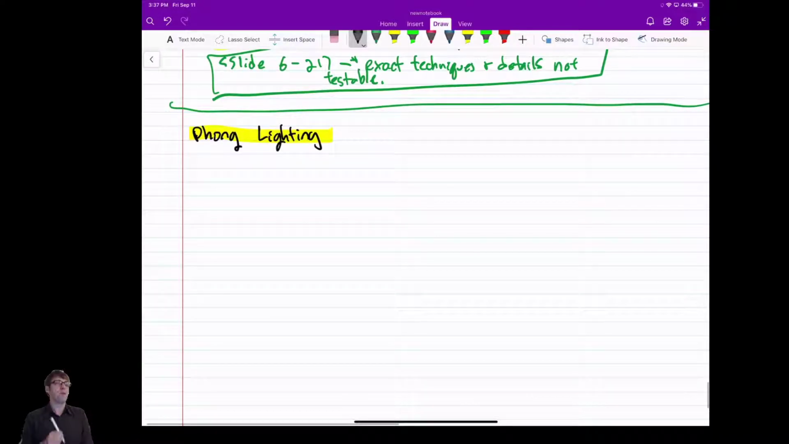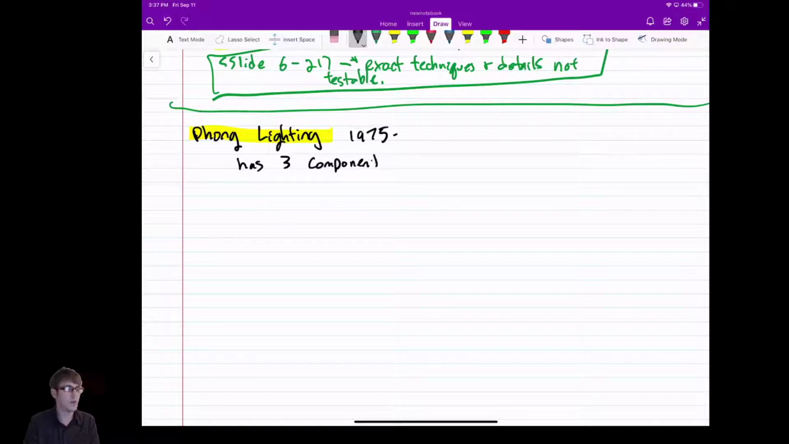Phong lighting is a model of shading a surface that takes into account some properties of how light works. This is from 1975, so it's not exactly new. It's even older than I am. Phong lighting has three components. One, it has ambient light.